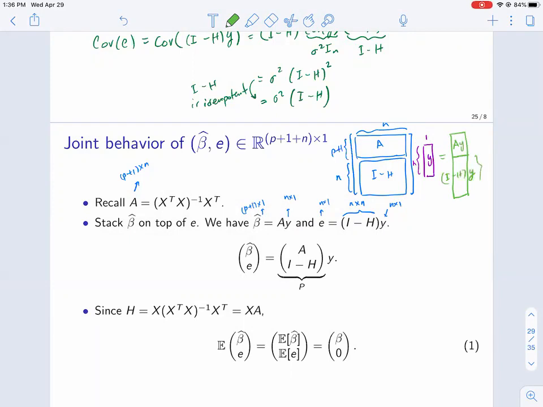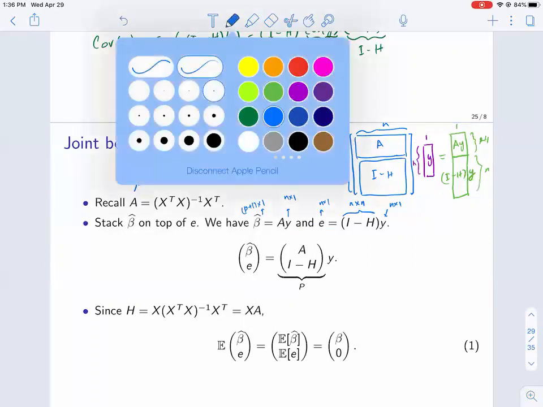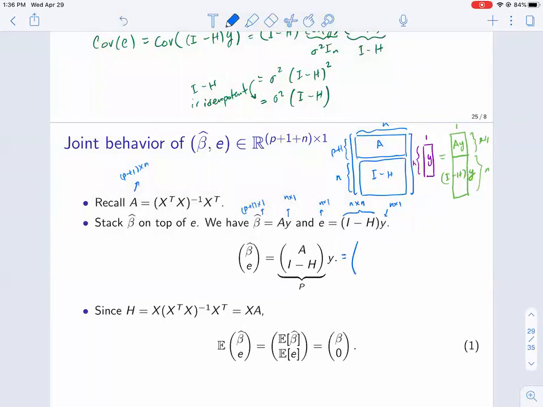Okay, this is going to be n. It's going to be p plus 1. This is going to be 1. So basically what I'm saying is this is going to be equal to a times y, I minus h times y, which is what it should be. So beta hat is this, E is this. What I'm doing is pulling these two matrices out and putting them here, and then this is this whole matrix times y.